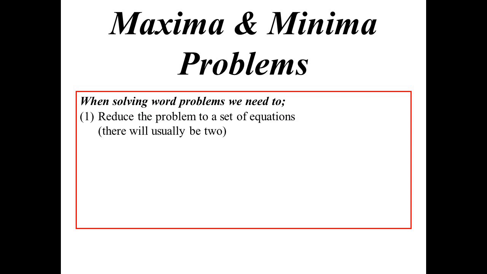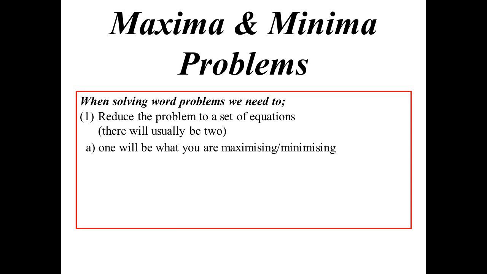So the problem we want to reduce down to a set of equations. Now, the ones that we end up looking at, usually there's going to be two. In the real world, it could be lots of different equations because we're not limited to 2 dimensions in maths. We can go to n dimensions and look for the best solution. But pretty much we're going to be reduced down to 2.